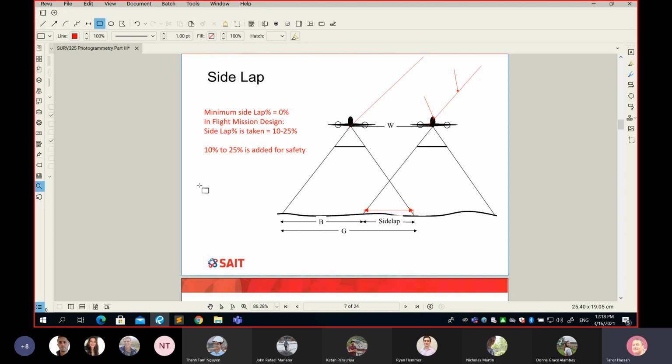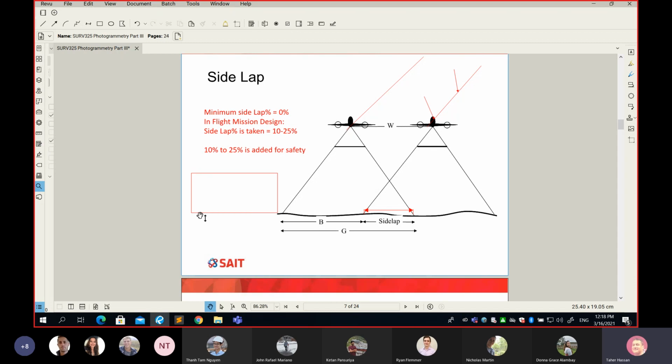Look at this, please. So here's my project area one more time. And I'm saying, here is my flight pattern. I'm going to go this way, I'll fly this way, and then I'll go this way and I'll fly this way. And with zero sidelap.